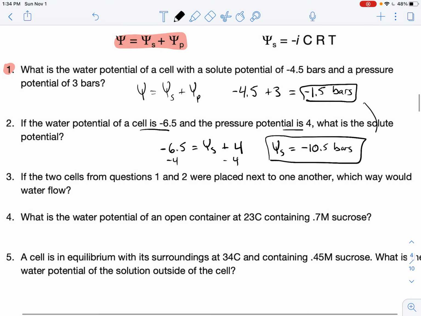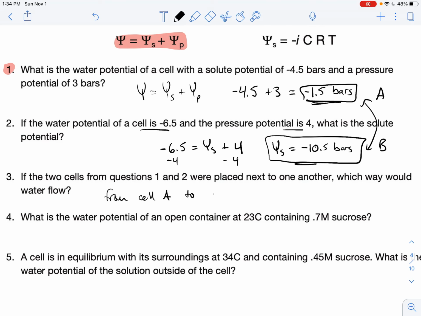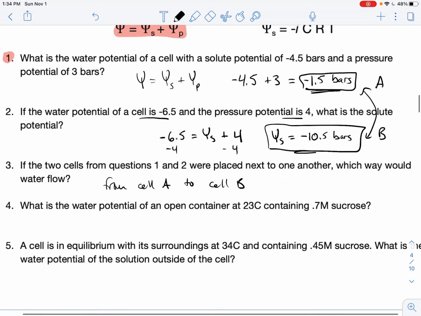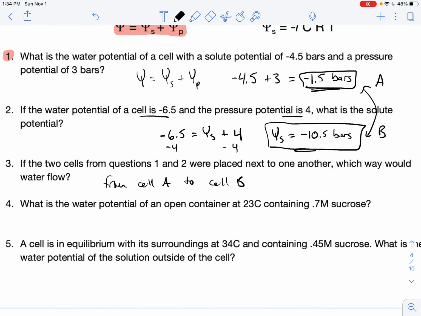Now I'm placing these cells next to each other. So we can say this is cell A, this is cell B. In which way would the water flow? We always say from high to low, or higher water potential to lower water potential. So the water will flow from cell A to cell B. You probably wrote from the cell in question 1 to question 2. That's fine, from high to low water potential.